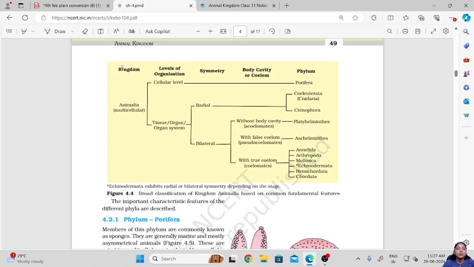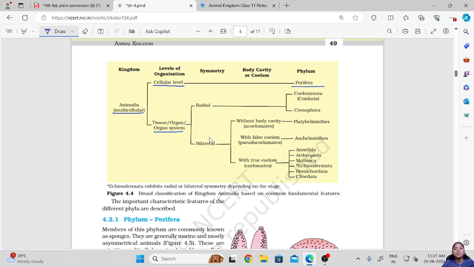So this is our kingdom Animalia. In this, the organisms, as we know, are multicellular. First we see the level of organization. Based on level of organization, the animal kingdom is divided into two groups or two categories. First one is the cellular level and second one is the tissue, organ or organ system level. So in cellular level we have the phylum Porifera.